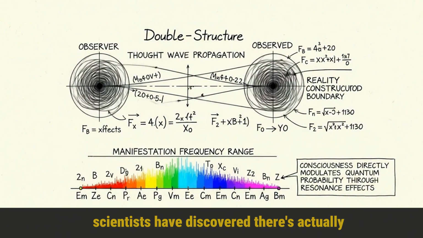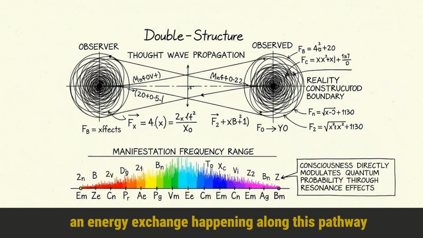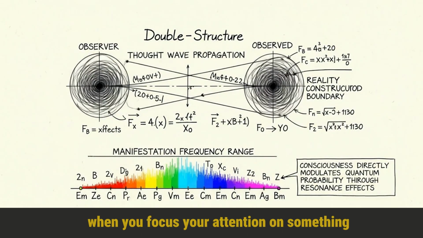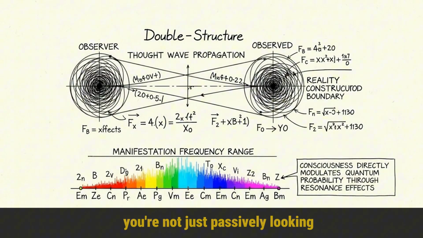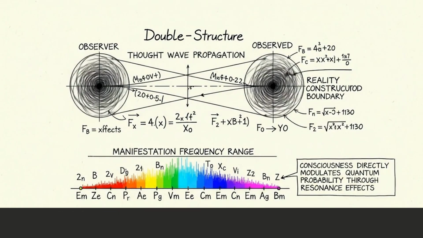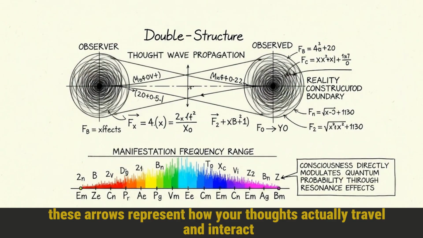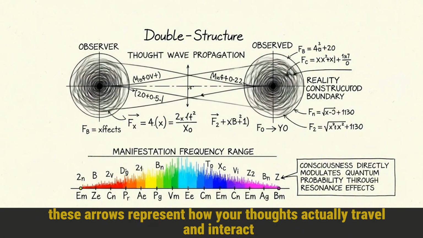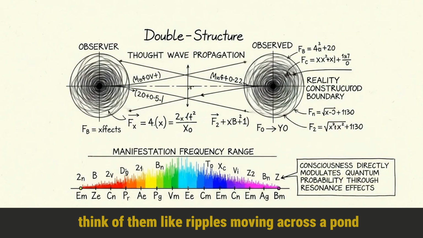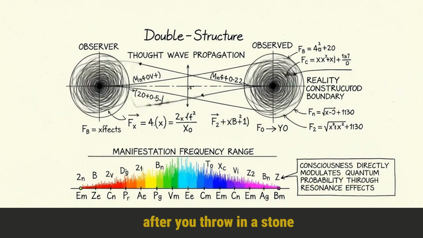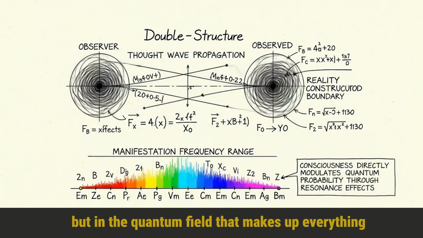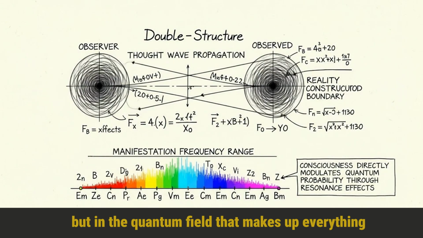Scientists have discovered there's actually an energy exchange happening along this pathway. When you focus your attention on something, you're not just passively looking, you're sending energy that interacts with the quantum field. These arrows represent how your thoughts actually travel and interact with the physical world. Think of them like ripples moving across a pond after you throw in a stone. Your thoughts create similar waves, but in the quantum field that makes up everything.